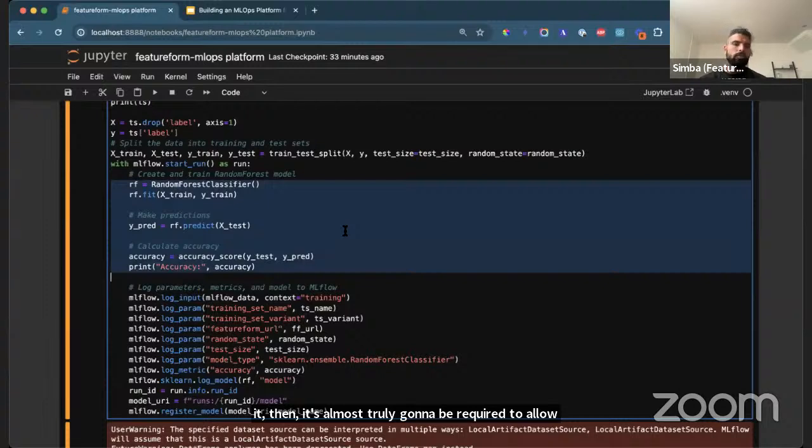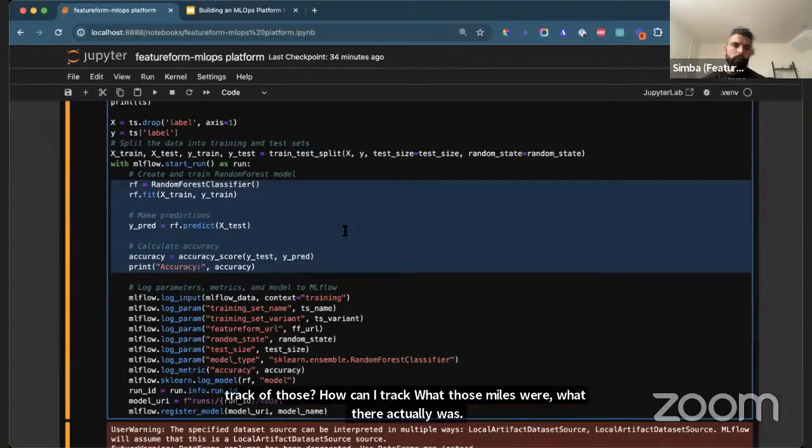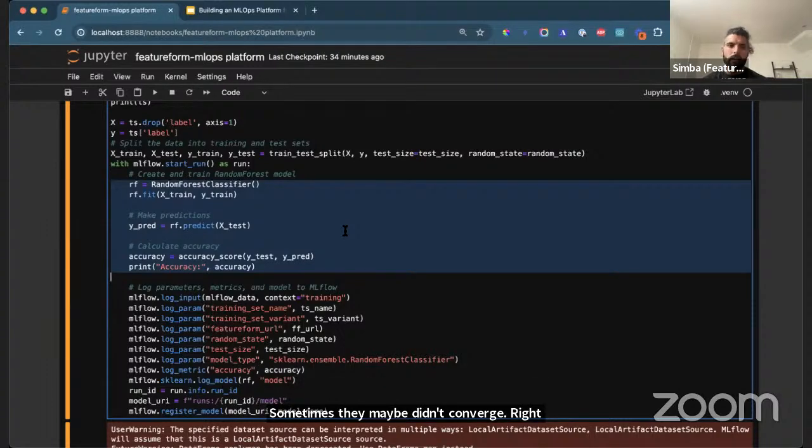Now that's great. I can use that to train models. That's going to create a ton of different models as I train different ones, try different hyperparameters. But then the next question becomes, well, how do I keep track of those? How can I track what those models were, what there actually was? Sometimes they maybe didn't converge, right? The train failed. Why did it fail? What happened? What were the different metrics and how did they look over time?